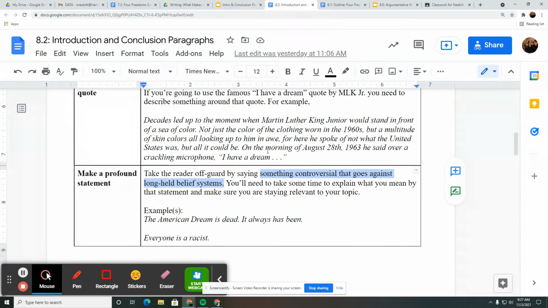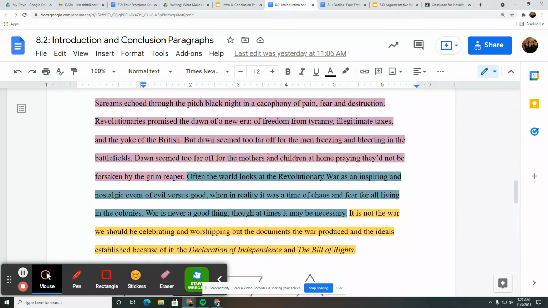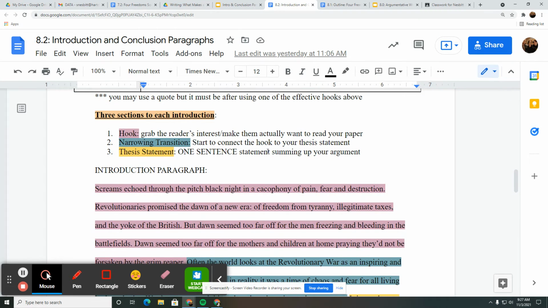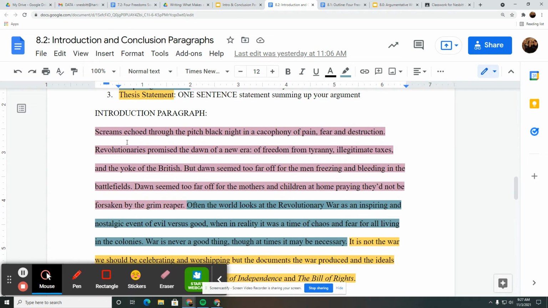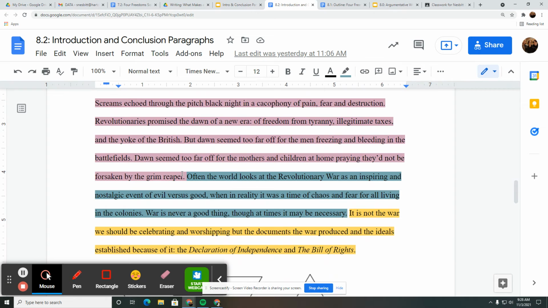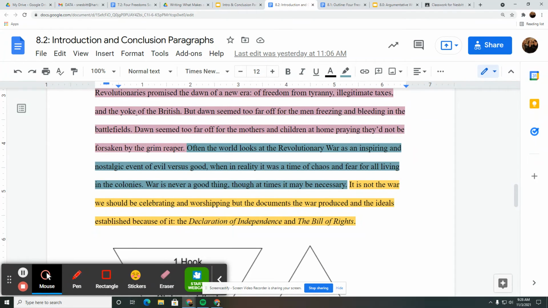So I'm going to read an example from a prompt from last year that is a really good example of an introduction paragraph. And notice the colors. The hook is in purple, the narrowing transition is in this kind of teal blue, and the thesis statement is in yellow. So, screams echoed through the pitch black night in a cacophony of pain, fear, and destruction. Revolutionaries promised the dawn of a new era, of freedom from tyranny, illegitimate taxes, and the yoke of the British. But dawn seemed too far off for the men freezing and bleeding in the battlefields. Dawn seemed too far off for the mothers and children at home praying that they would be forsaken by the grim reaper. So that was my hook.